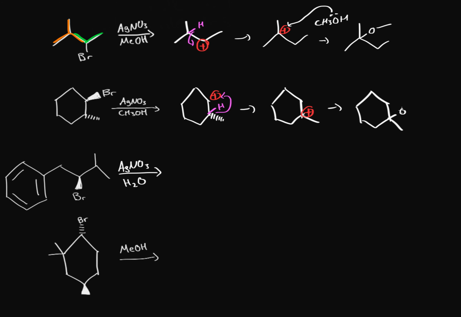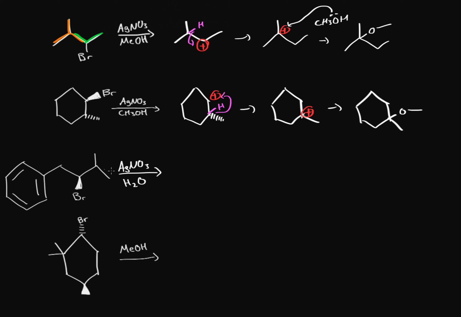Now we won't show the stereochemistry of this because our methanol can come from either side, either from above this molecule or below, so we can get either stereoisomer. So I'm just not going to show our stereochemistry for this.